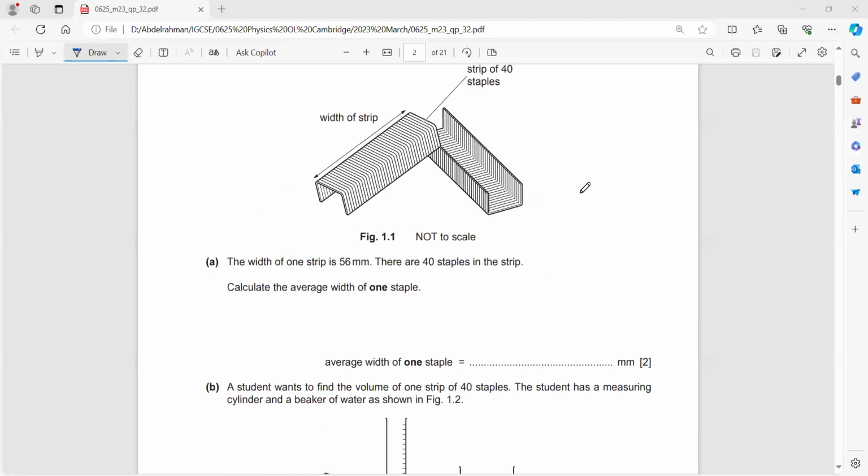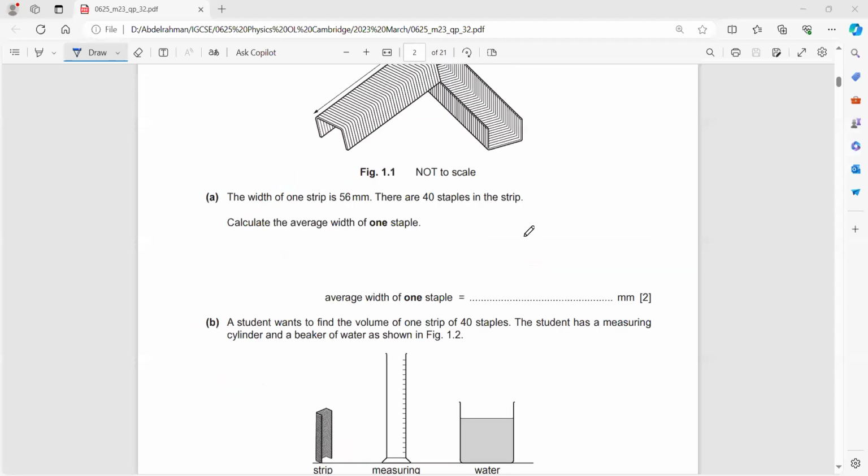Okay, tell me. 56 divided by 40. So average width is divided by the number of staples, 56 divided by 40. 56 divided by 40 is, I guess, 1 point something. 56 divided by 40 is 1.4 millimeters. Okay, nice, quite easy.